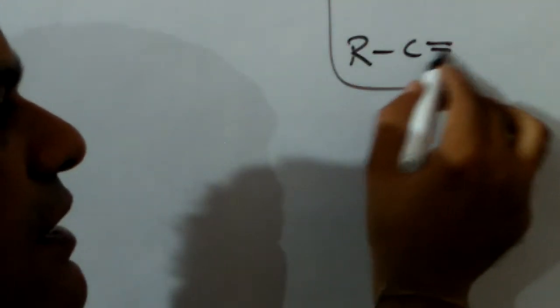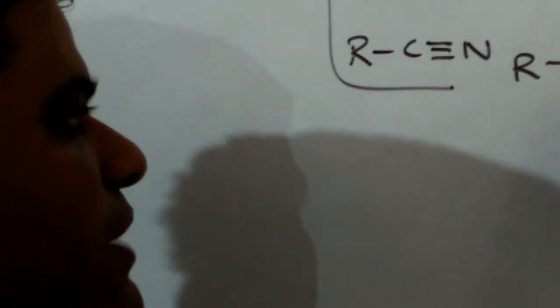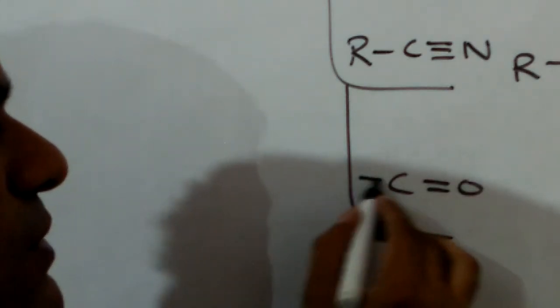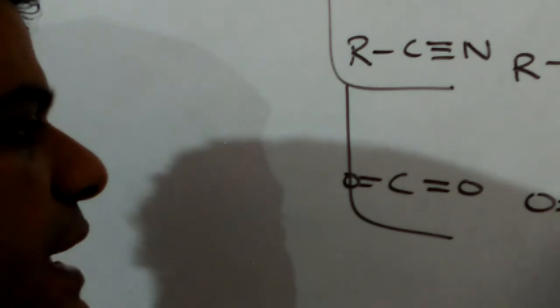If alkane nitrile will be there, then we will get ketone as a product. And if dry ice will be there, dry ice means solid CO2, then we will get carboxylic acid as a product. Dry ice means dry solid CO2, and this on hydrolysis gives carboxylic acid as a product.